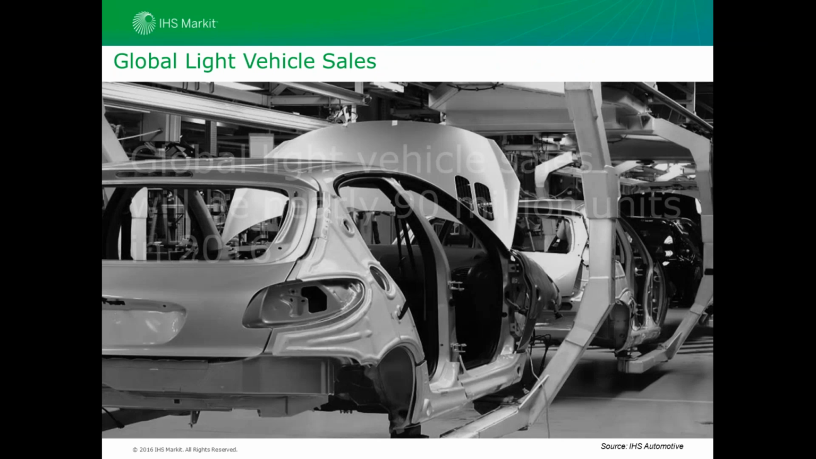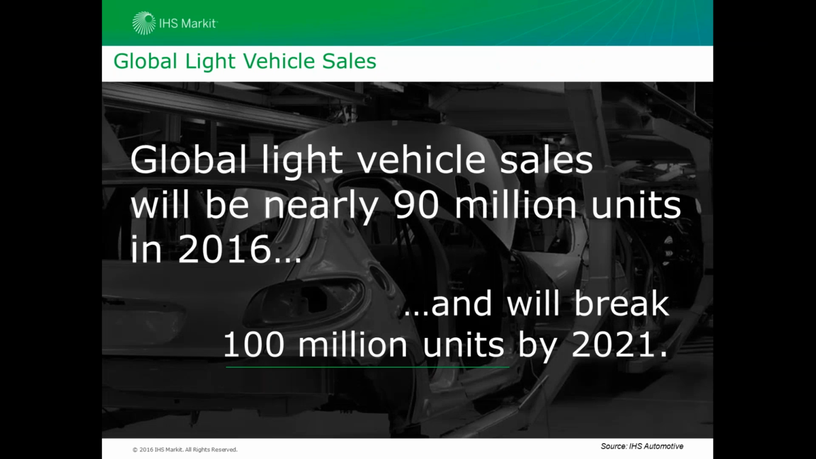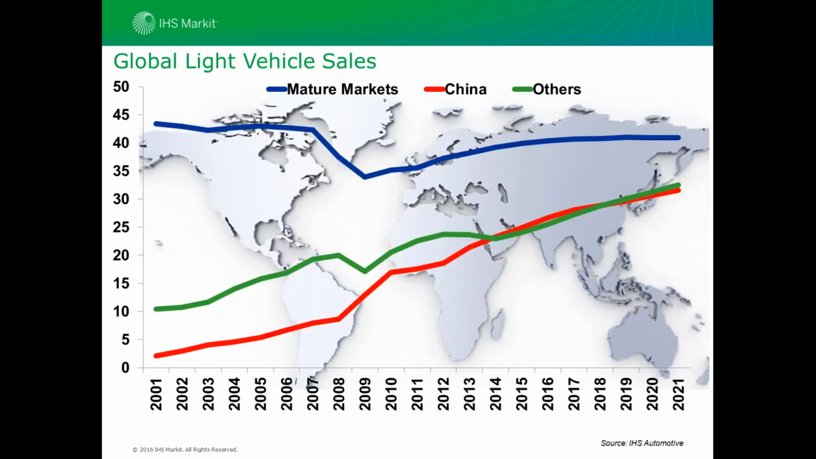On the global side, we're seeing the same thing. Light vehicle sales will be nearly 90 million units in 2016, and we're going to break about 100 million units by 2021. By about 2026, we'll be at about 110 million units. Now, this 2021 number will represent about a 60% increase since the global recession, but this new demand is not going to be driven from the traditional markets that we've seen in the past. It's really going to be driven by China and emerging markets.